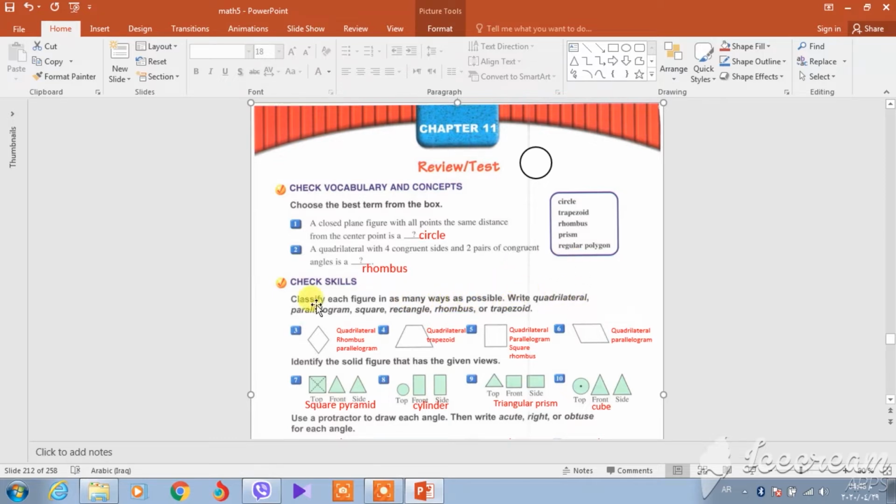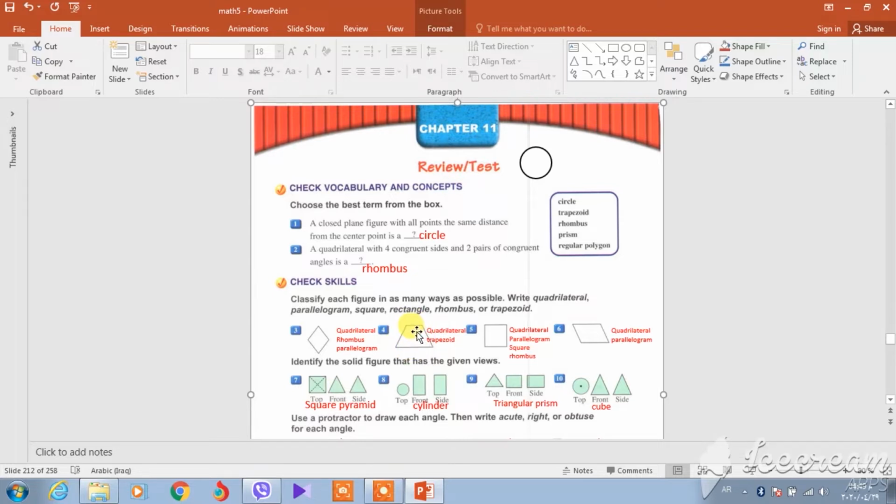Write quadrilateral, parallelogram, square, rectangle, rhombus, or trapezoid. If you look at question 3, we have a quadrilateral because we have 4 sides and 4 angles. After that, that's a rhombus because we have 4 congruent sides. Also a parallelogram because this side with this side are parallel, and this side with this side are also parallel. So you can say quadrilateral, rhombus, and parallelogram.